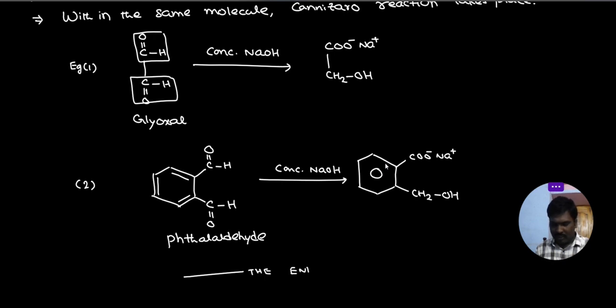So I hope everyone understood the Cannizzaro reaction concept. Very important concept. We have learned here the self Cannizzaro reaction, crossed Cannizzaro reaction, and intramolecular Cannizzaro reaction. In phthalaldehyde, there are no sp3 carbons, all are sp2 carbons. That's why one aldehyde is oxidized and another aldehyde is reduced. Clear, everyone?